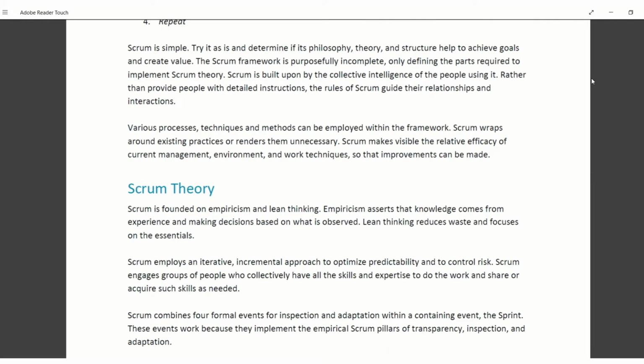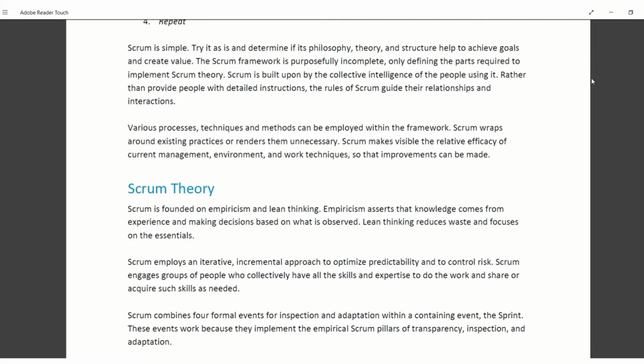Scrum is simple. Try it as is and determine if its philosophy, theory, and structure help to achieve goals and create value. The Scrum framework is purposefully incomplete, only defining the parts required to implement Scrum theory. Scrum is built upon by the collective intelligence of the people using it. Rather than provide people with detailed instructions, the rules of Scrum guide their relationships and interactions.